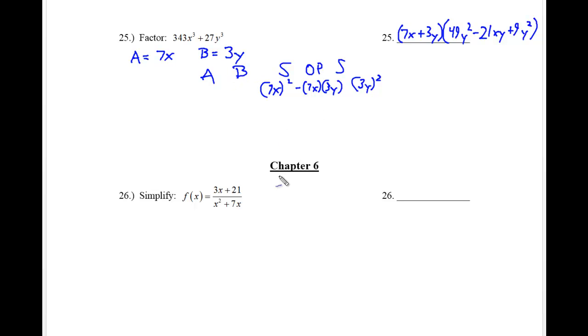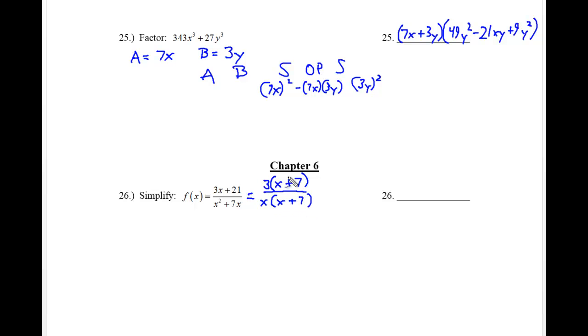Alright, now finally we're going to do a problem here from chapter 6, and what we're going to do is just simplify this problem as much as we can by making it into a smaller fraction, or using the laws of factoring we can actually make the problem look a little easier. So we're going to see if we can factor anything out of the top and bottom. The top is factorable by 3 because we can factor out a 3 and have x plus 7. The denominator is factorable by x, which leaves me with x plus 7.